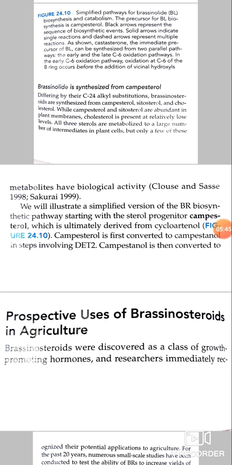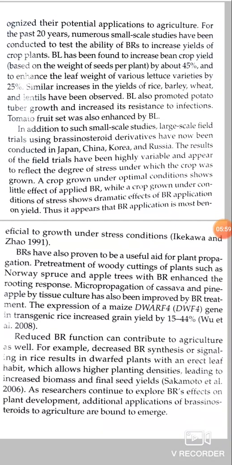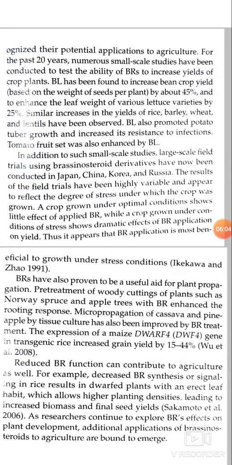Then, prospective uses of brassinosteroids. Brassinosteroids were discovered as a class of growth promoting hormones, and researchers immediately recognized their potential application to agriculture. For the past 20 years, numerous small scale studies have been conducted to test the ability of brassinosteroids to increase yields of crop plants. Brassinolide has been found to increase bean crop yield based on the weight of seeds per plant by about 45% and to enhance the leaf weight of various lettuce varieties by 25%.